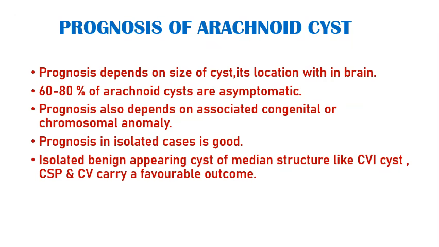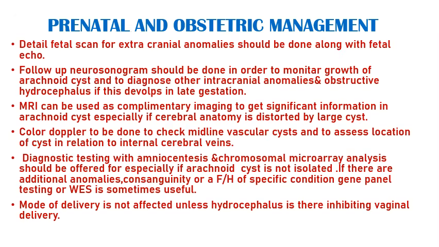Prognosis of arachnoid cyst depends on the size of the cyst and its location within the brain. 60 to 80% of arachnoid cysts are asymptomatic. Prognosis also depends on associated congenital or chromosomal anomalies. If it is isolated, the prognosis is very good. Isolated benign-appearing cysts of median structures like CVI cyst, CSP and Cavum Vergae carry a favorable outcome.